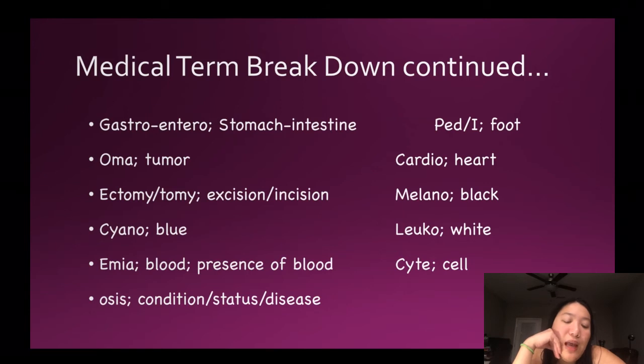And there's also cyano, which means blue. Emia is blood or presence of blood. Osis is condition or status or disease. Pedi or ped means foot. Cardio is heart. Melano is black and leuco is white. Cyte is cell.